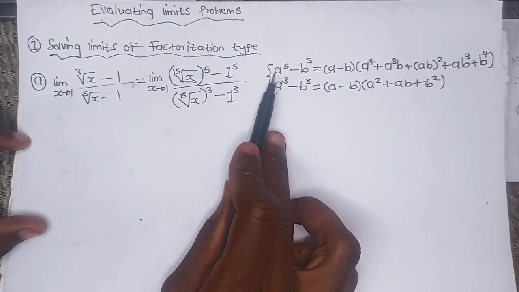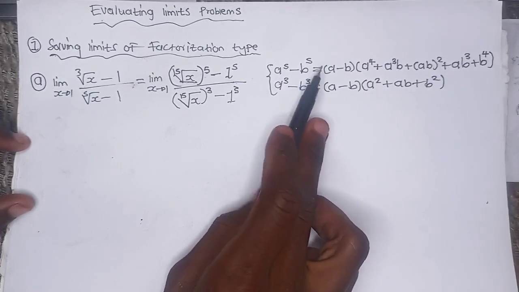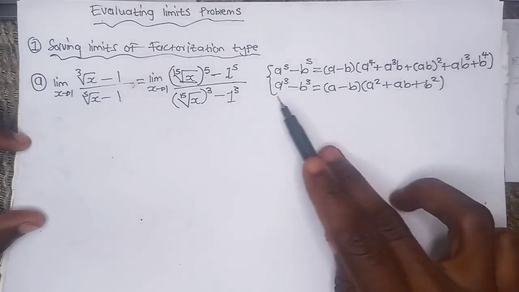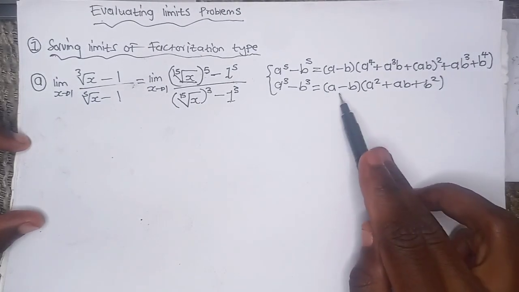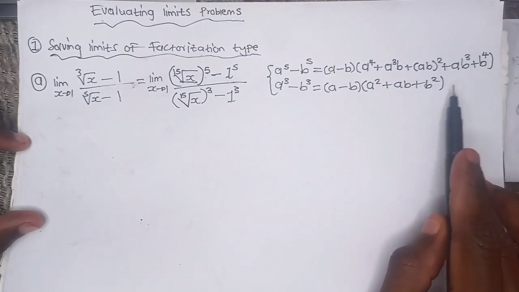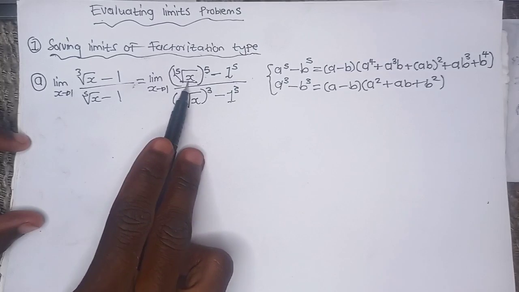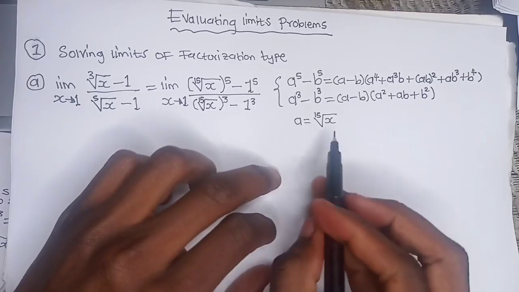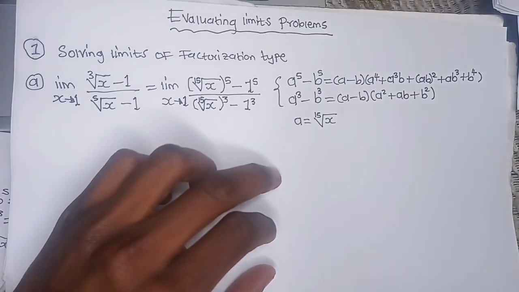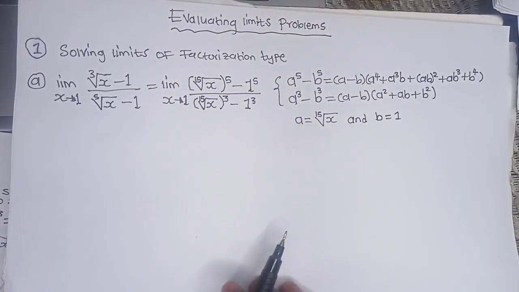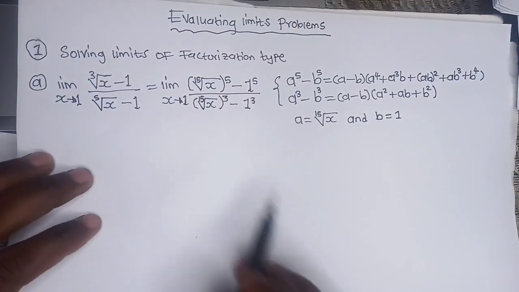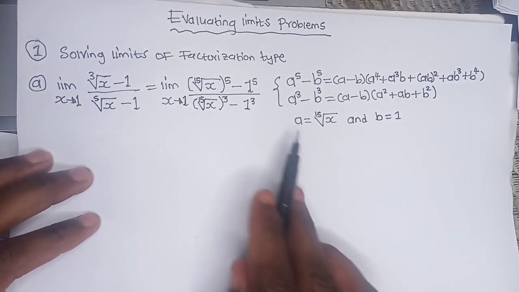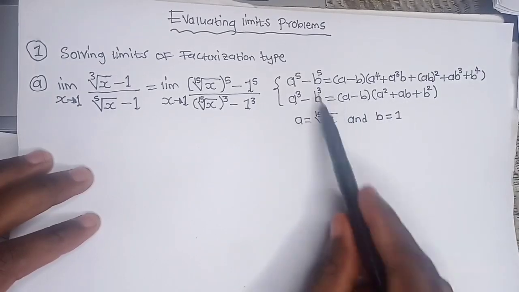You know that a to the power 5 minus b to the power 5 is the same as this expression when factorized, and also a cube minus b cube is the same as this expression when factorized. So we're going to apply the same for the numerator and denominator. But now you are going to note down that a is the 15th root of x and b is 1, for both the numerator and the denominator. So we just have to expand this expression, the numerator and denominator, just using what we know.